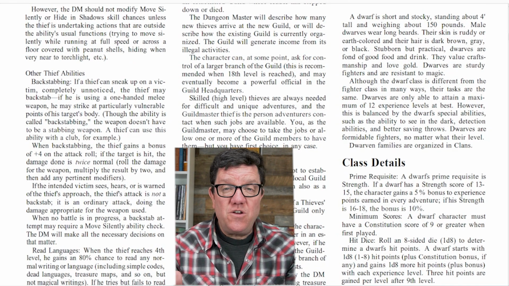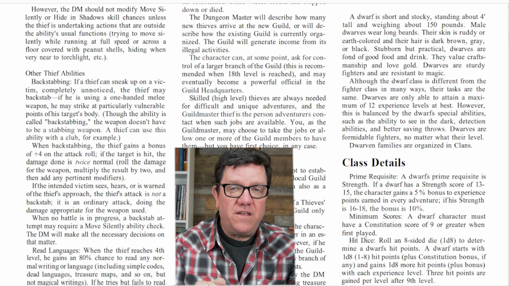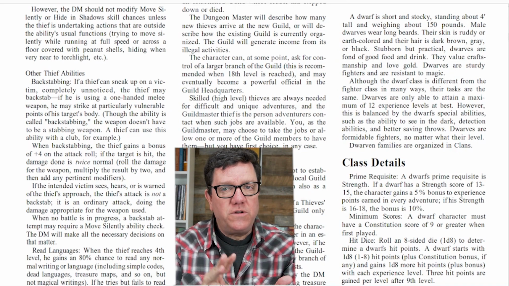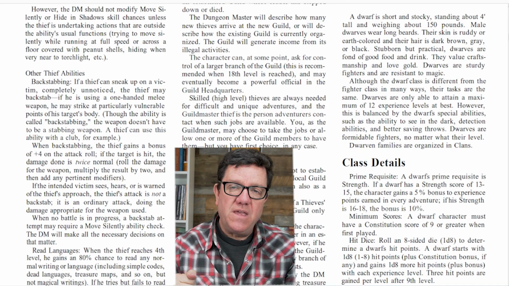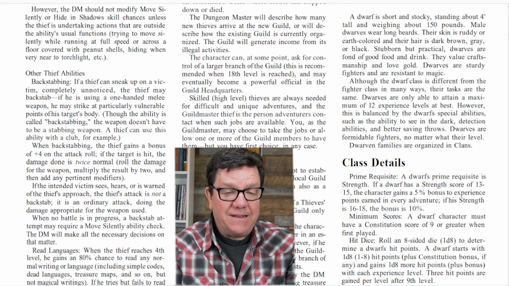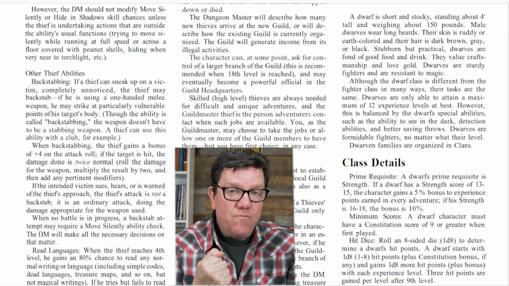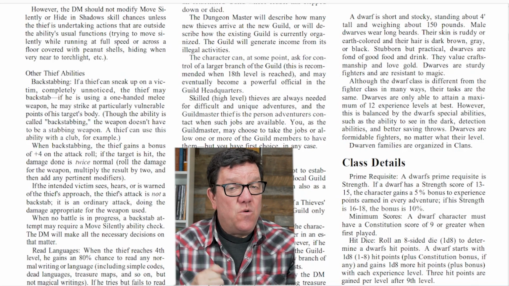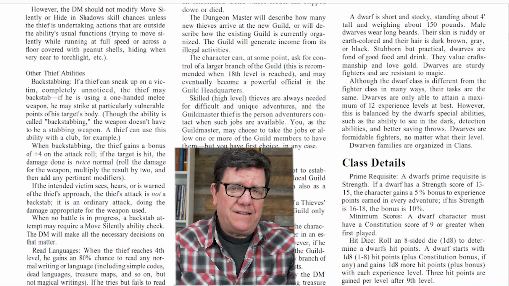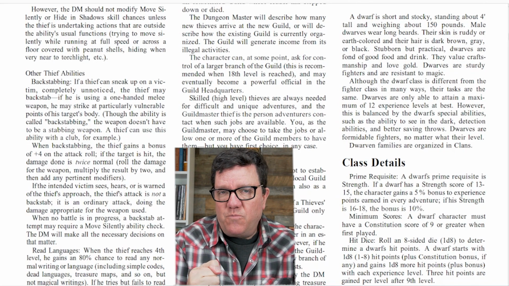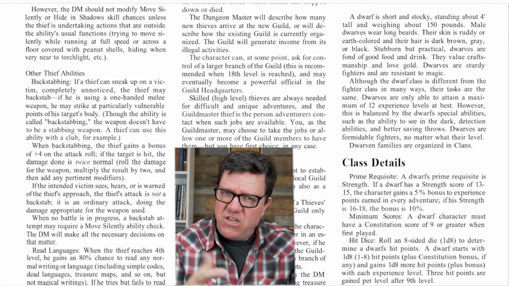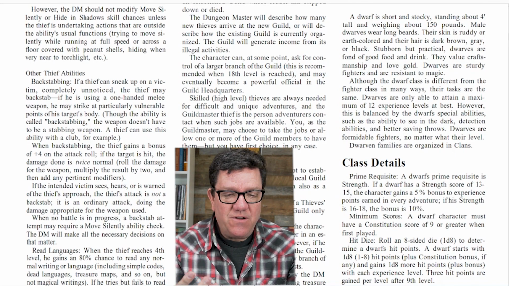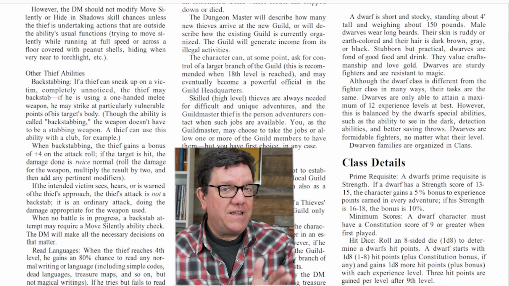Now, it's a little tricky here because if the attacker obviously hears or sees or is warned, it doesn't get the backstab. And if they're not in battle, it says, then you got to have a move silently check in order to sneak up behind someone, which presumes that if they're in battle, you don't need to move silently. There's just a chance they see you or something because you're not hiding in shadows necessarily. It's a little tricky. That's why you got to make that call.